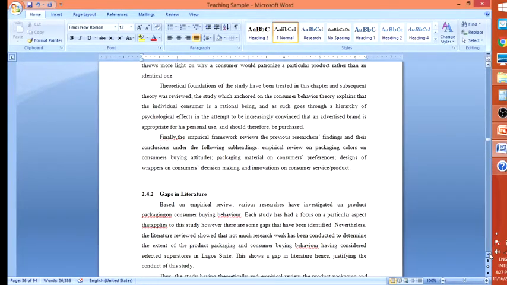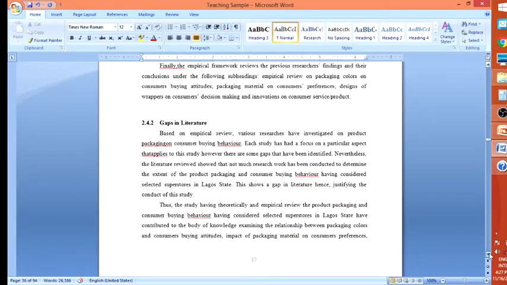Under the summary of literature, this is where you tell us the gap in literature, telling us that so and so has not been done. Maybe the research has not really been done in Nigeria, or it has not been done in Lagos or Ogun State. You tell us why this is your own, the gap which your own study is coming in to fill.